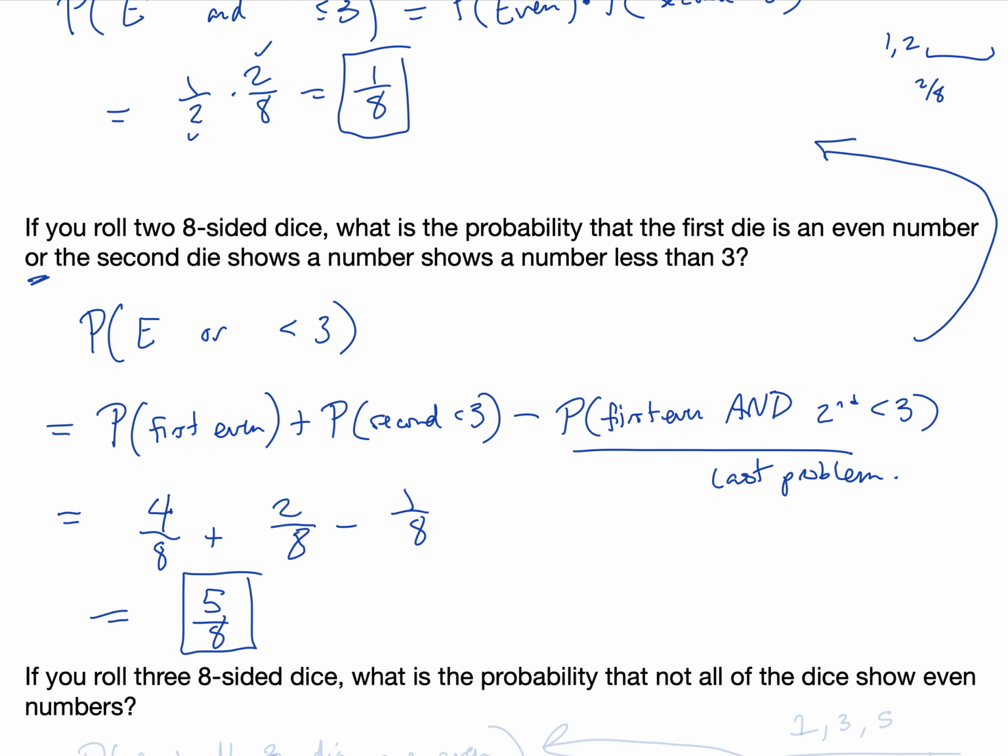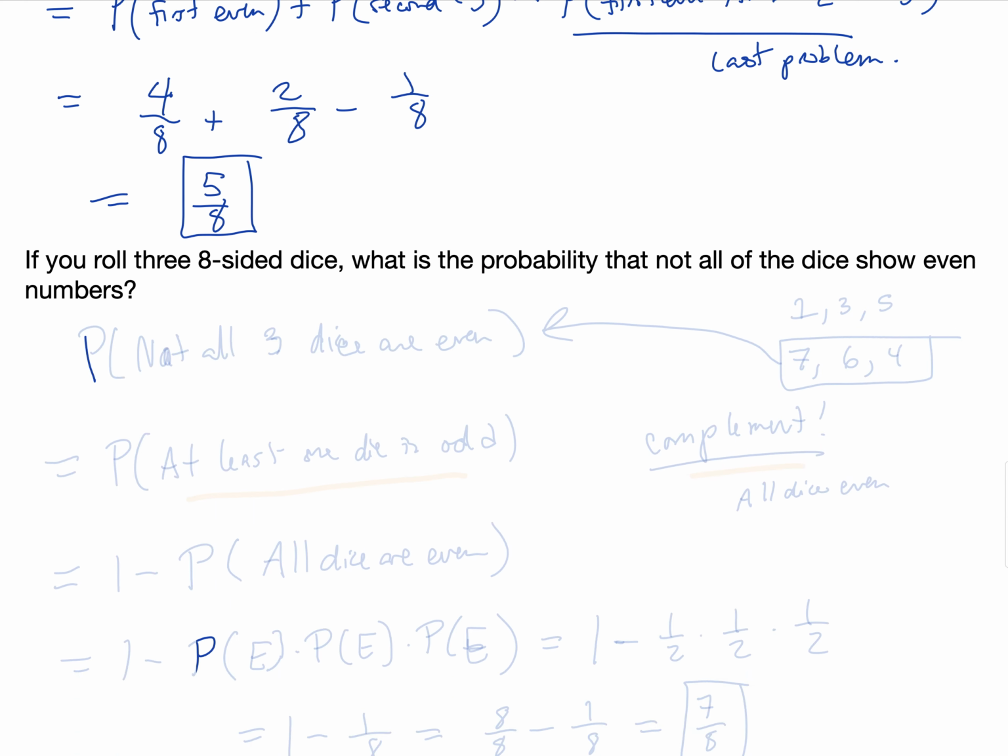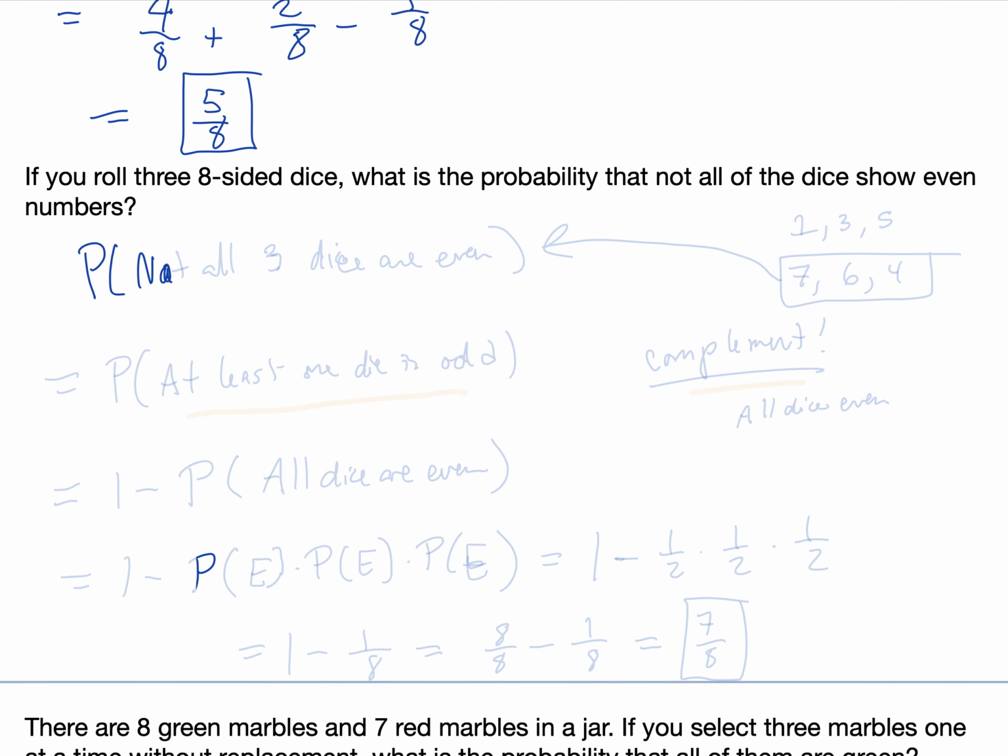Next, if you roll three 8-sided dice, what is the probability that not all of the dice show even numbers? So probability that not all 3 dice are even. It's a common mistake here to say, okay, that means all 3 dice are odd. I want to find the probability that all 3 dice are odd. Note that is not the complement of the event, all 3 dice are even.